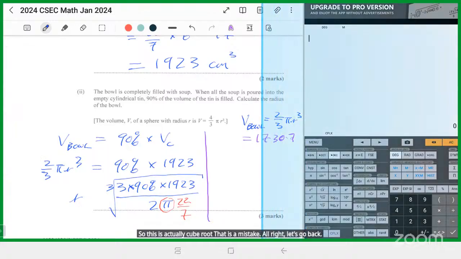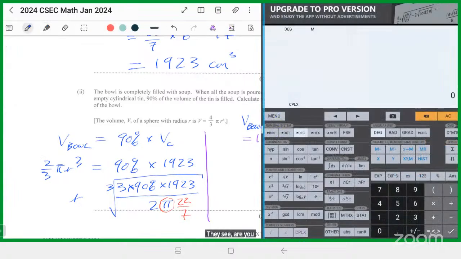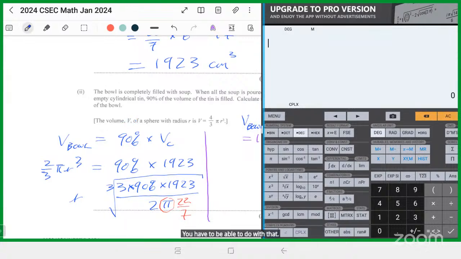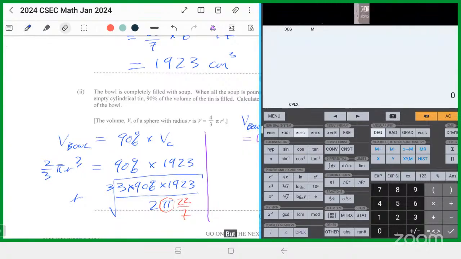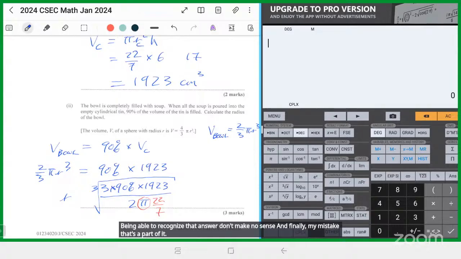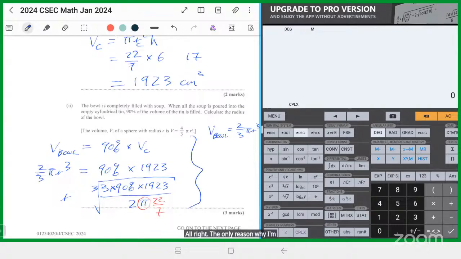So you see, when you're doing a question and the answer doesn't make sense, you want to just accept it. Anybody can make mistakes. Finding your mistake is a part of it as well. You have to be able to do that. Being able to recognize that the answer doesn't make sense and finding the mistake, that's a part of it. The only reason why I'm trying to compress it is because the space is limited.